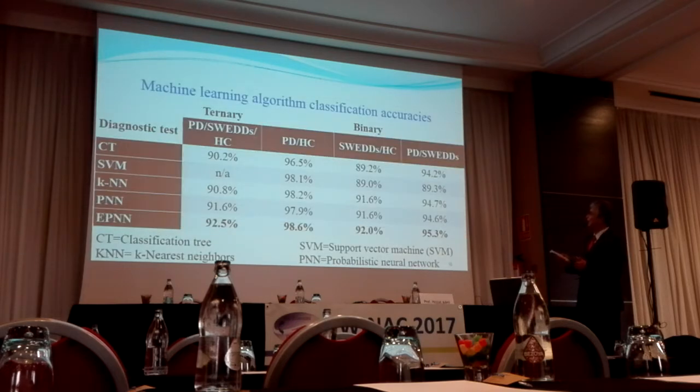So here you see some results of using our machine learning enhanced probabilistic neural network algorithm. And of course, we use other popular methods. So, classification theory and support vector machine, another very popular machine learning algorithm, KNN, K-nearest neighbors, and probabilistic neural network. And you can see that enhanced probabilistic neural network gives you the highest accuracy.